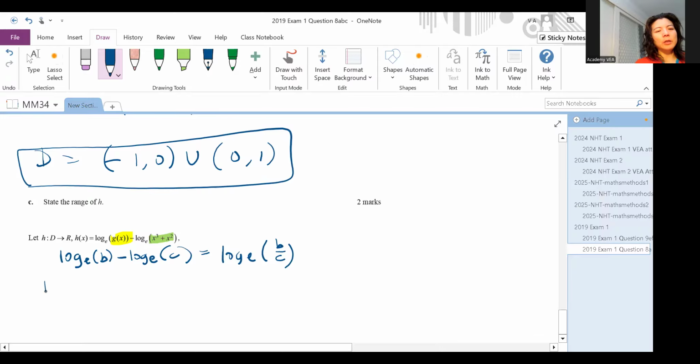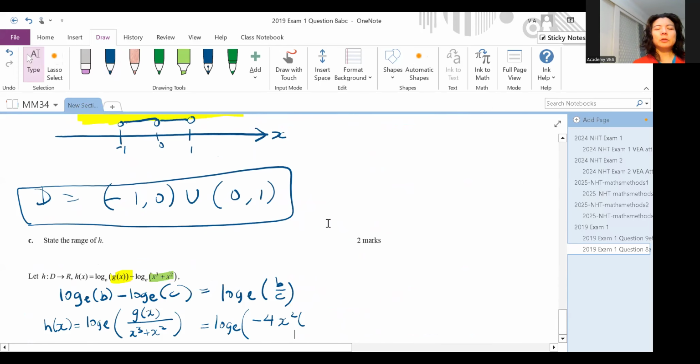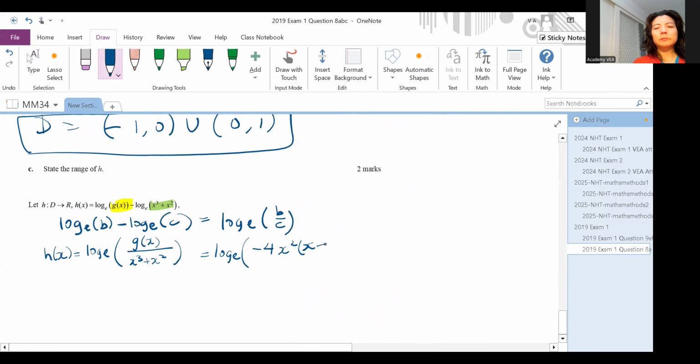So h of x will equal log to the base e of g of x divided by x cubed plus x squared. And if we write the g of x in, it's negative 4x squared. What was it? x plus 1, x minus 1. Perfect. And in the denominator, you've got x squared, x plus 1. And I took the factorized version, which is fine. Okay, so you can actually factorize out the x squareds, and you can factorize out the x plus 1s.